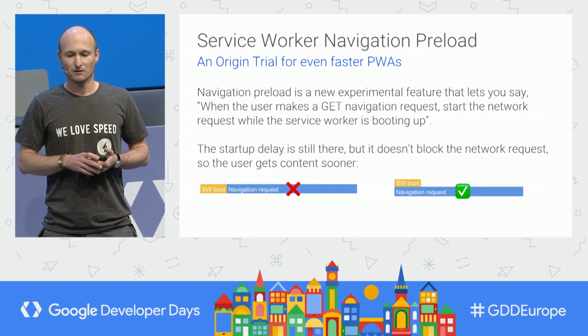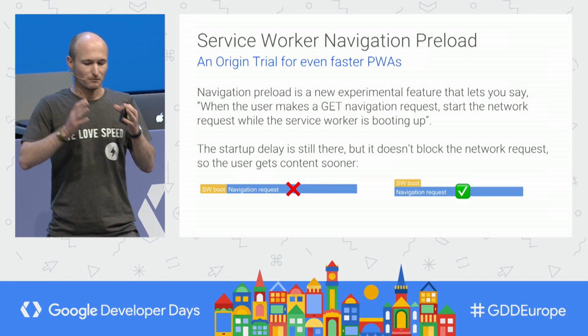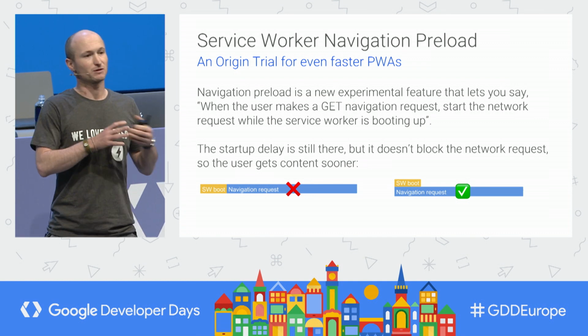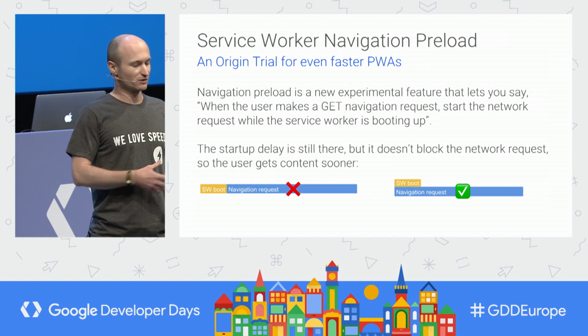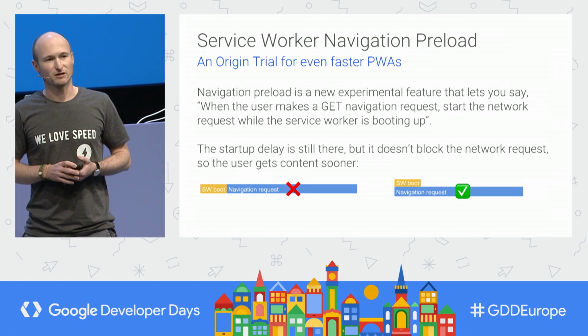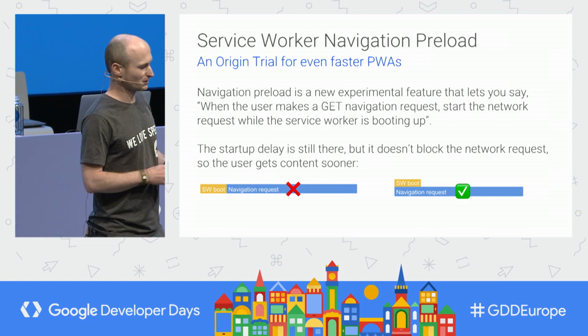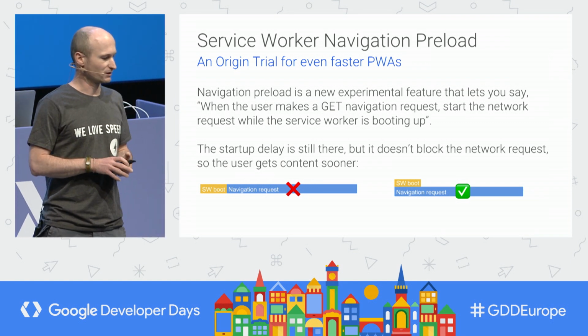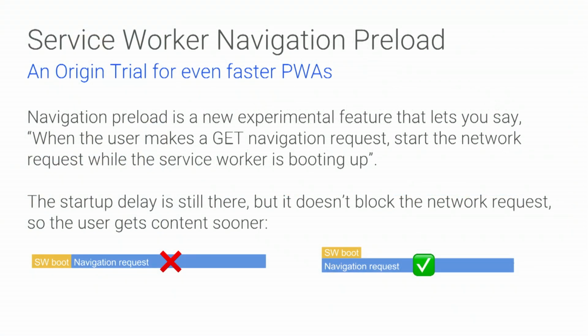Navigation Preload. What this does is it makes the time where the service worker boots up not waiting time, but parallel time that your app can already use for the navigation request. So if you look at this little diagram here down at the bottom of the slides, you can see the service worker boot time before and the service worker boot time after this trial is activated. So you can see it's running in parallel, so the request can already happen.